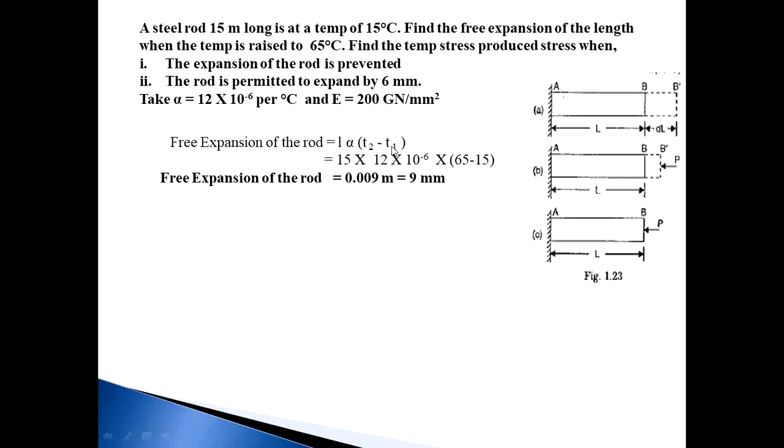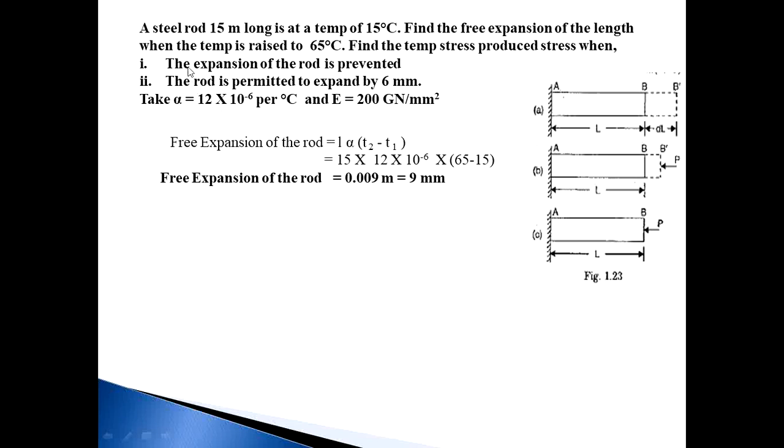So T2 minus T1. L is 15 meter, alpha is 12 into 10 raised to minus 6, and the temperature is 65 minus 15, that is final temperature minus initial temperature. So the free expansion of the rod is 0.009 meter or 9 mm. This free expansion is due only to heating.